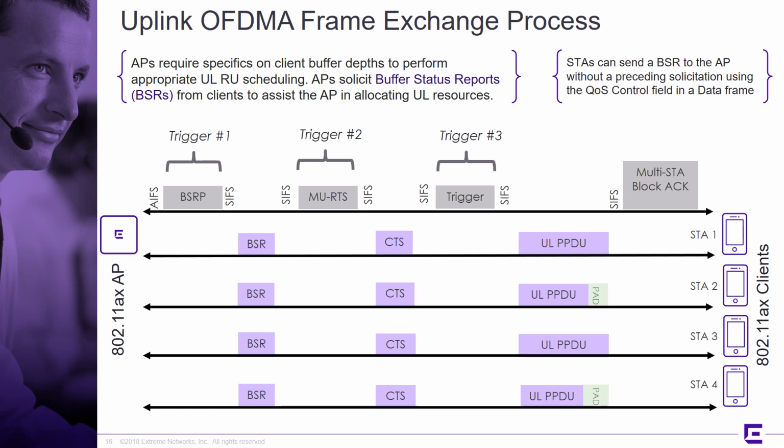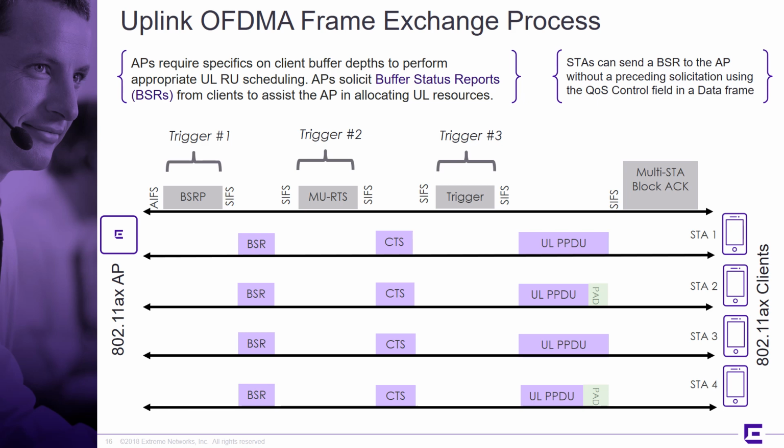So we'll start from left to right. The access point arbitrates for the medium with AIFS. It will then send what we call a variant of the trigger frame, a BSRP, buffer status report poll. After a short interframe space, the stations will each send their buffer status reports, their BSRs, indicating how much traffic and what type of traffic are in their queues.